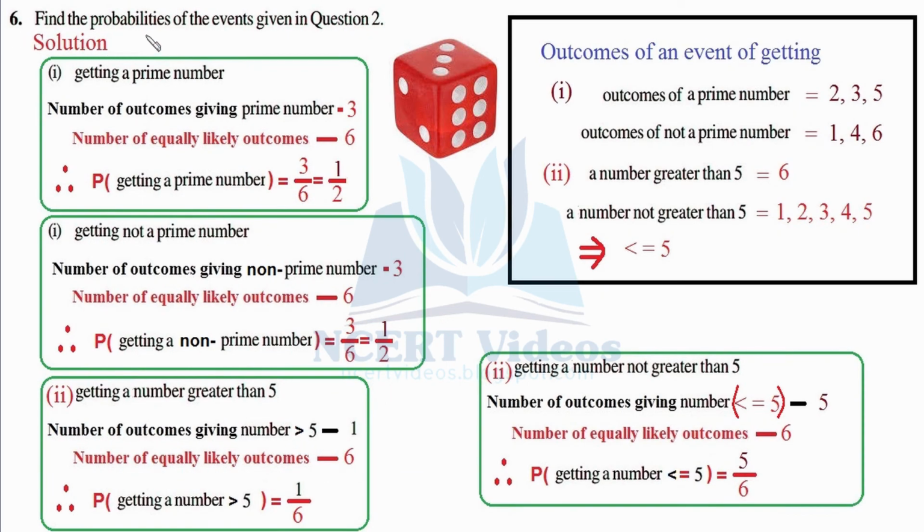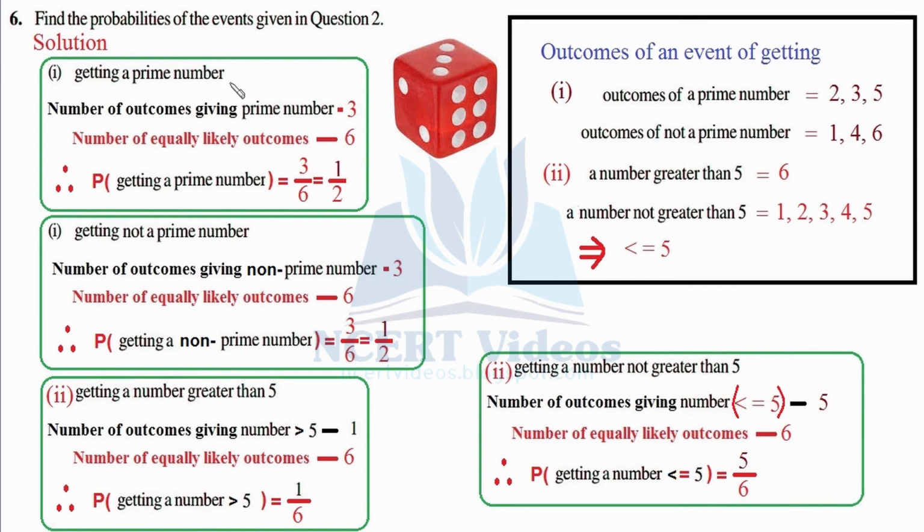Question number 6. Find the probabilities of events given in question number 2. So we have just reproduced question number 2 over here. This was the answer which we solved out of question number 2. You may visit your paper as well. So we were talking about a die and these were the outcomes of our question number 2. Let's try to answer the question straight away.